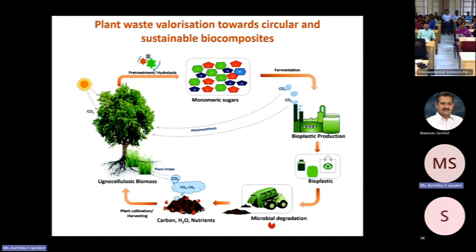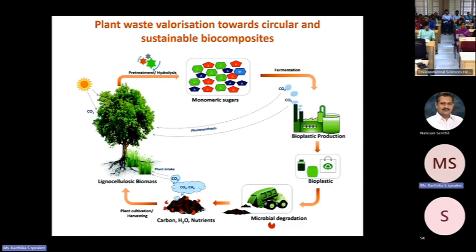Then plant waste valorization towards circular and sustainable biocomposting. This is strictly with composting, bioeconomy and sustainable biocompost. We have to go through all these different processes. See, pre-treatment, hydrolysis, monomeric sugar, then go for fermentation. Then you can prepare bioplastic products. Nowadays, many underdeveloped and developing nations have already started bioplastic production from waste wood material with different combinations.